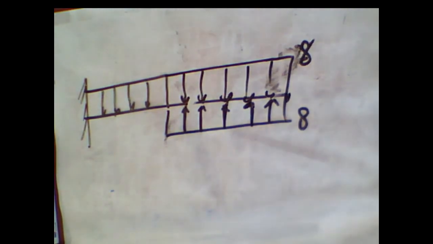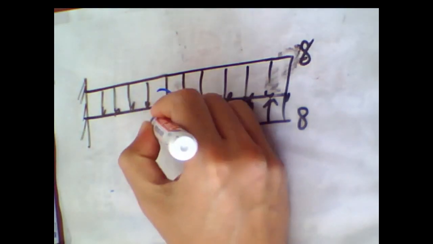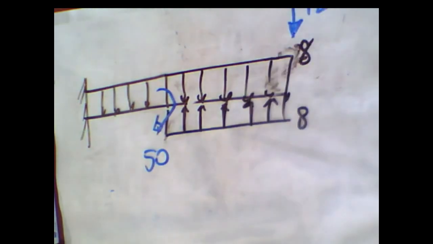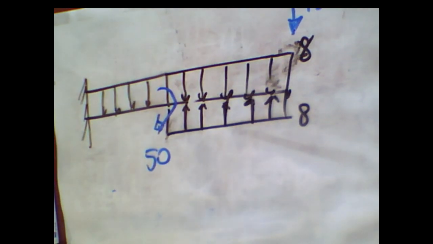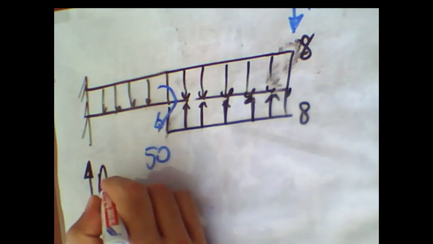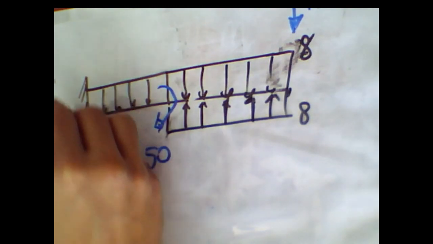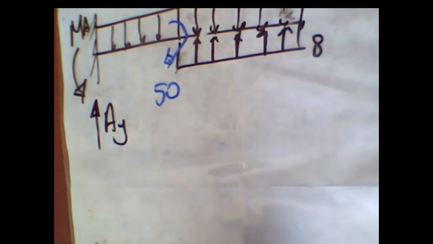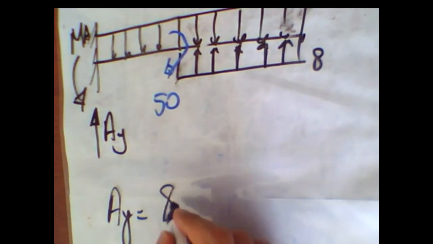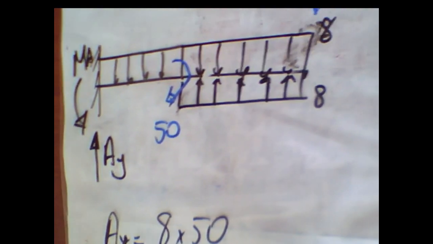Also, I have put the additional forces. You remember, I have 50 available here, also 12 available here. So I need to also find the two reaction forces at point A. I want to write them as AY and moment A. You remember AY is equal to 8 times 5. How can we obtain this?